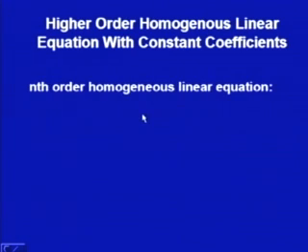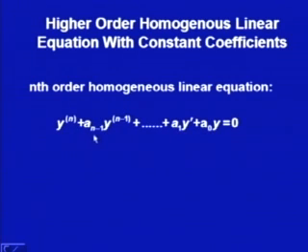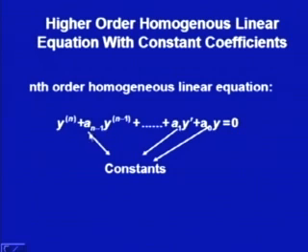The nth order homogeneous linear equation is of the form y n plus a n minus 1 y to the power n minus 1 plus so on, a 1 y dash plus a naught y is equal to 0, where these coefficients a n minus 1, a n minus 2, a 1, a naught are all constants. So, now they are not functions of x, they are just constants, then we call this an nth order homogeneous linear equation with constant coefficients.